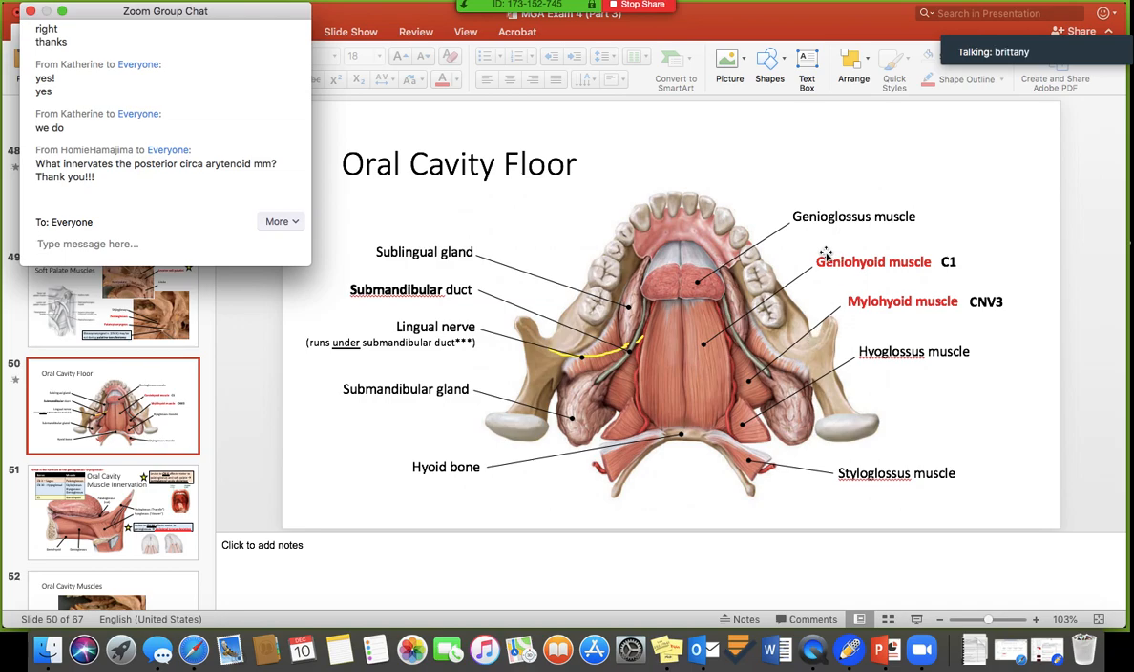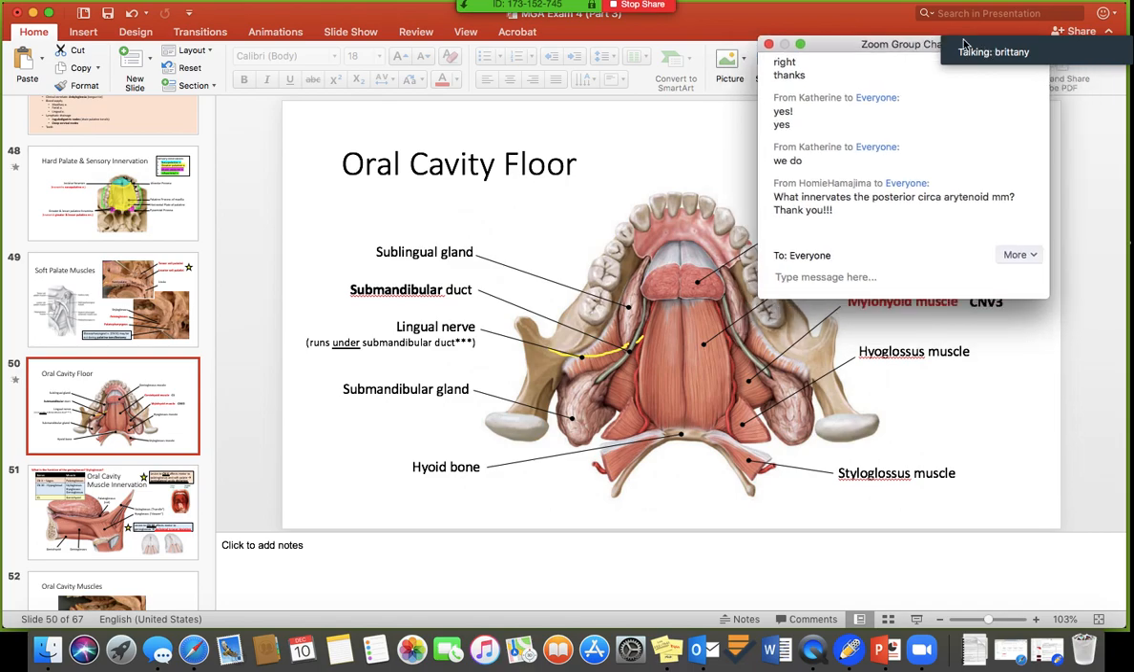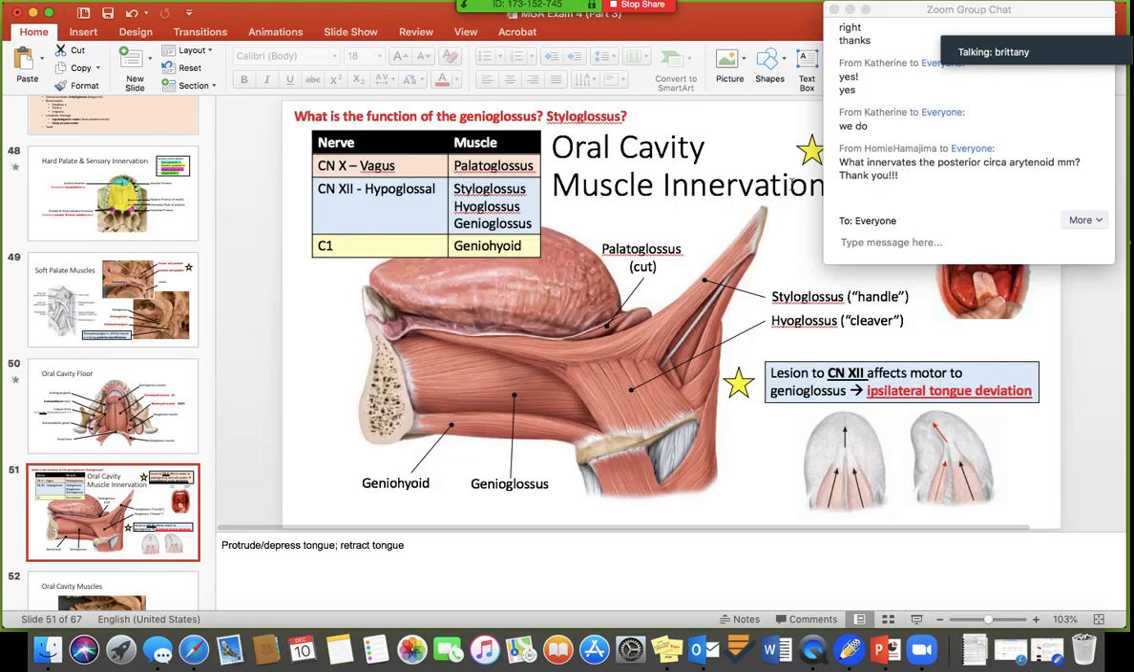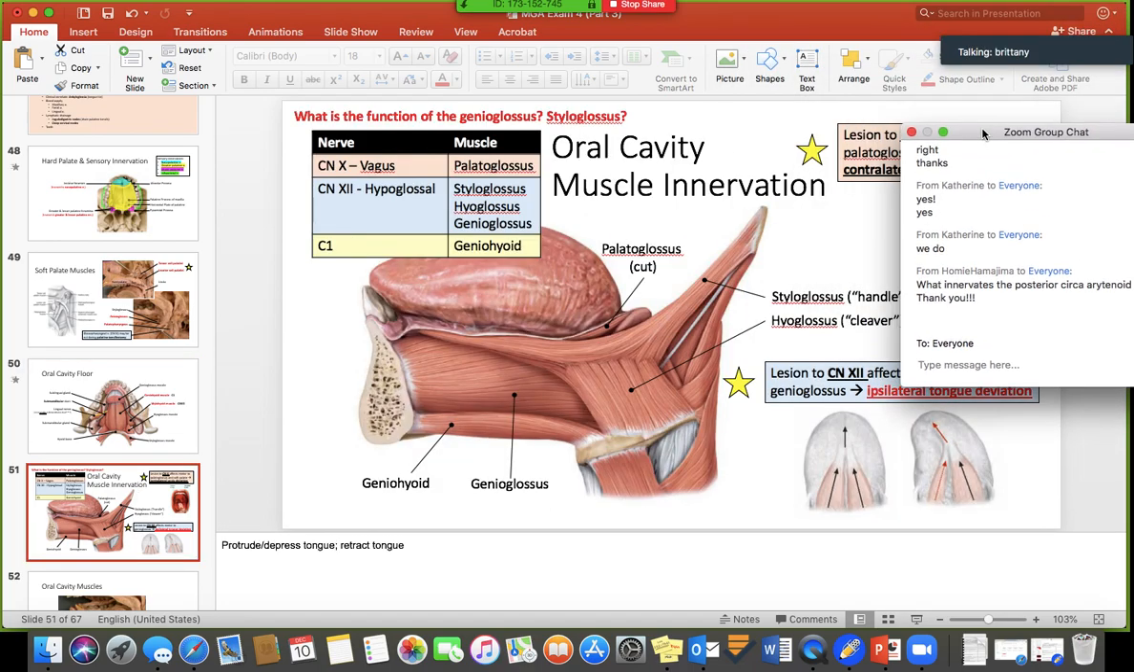Okay, so she had both of these, I think, in red boxes on her slide. So knowing the mylohyoid versus the geniohyoid and their innervations. And then also knowing that this lingual nerve runs underneath the submandibular duct. And I think I have another slide on this in here. So let's keep going.